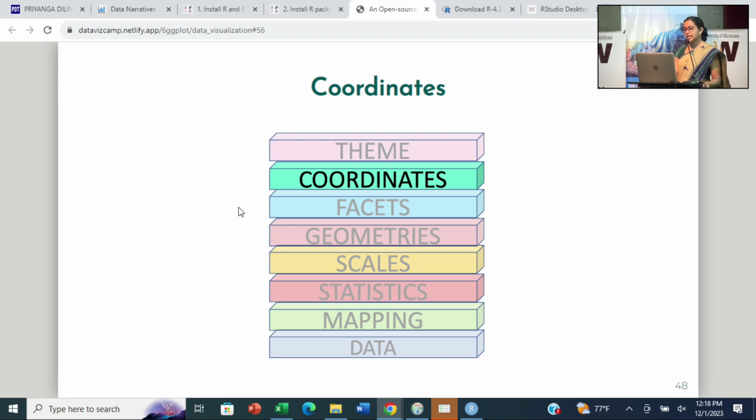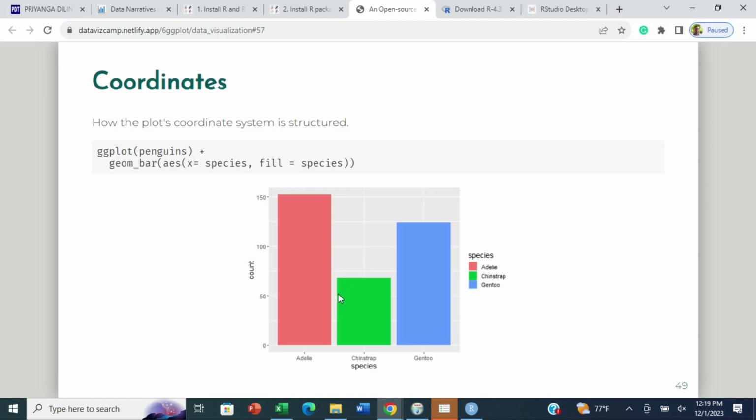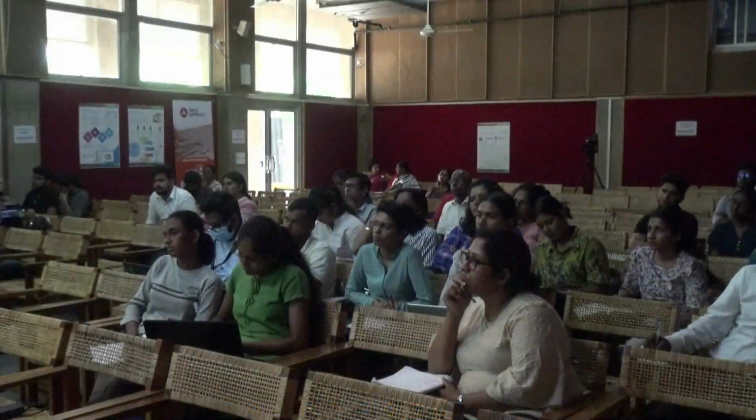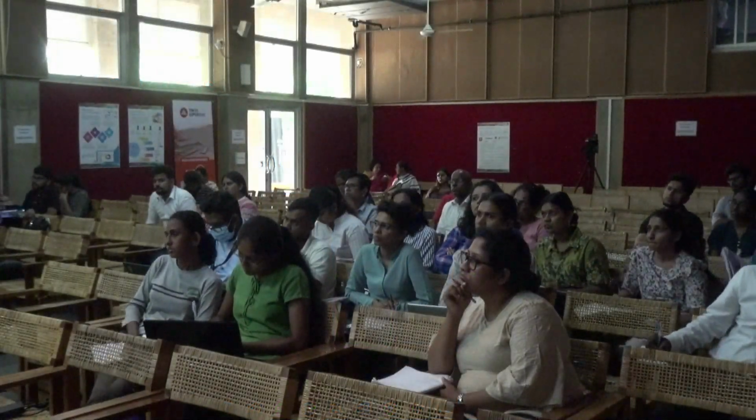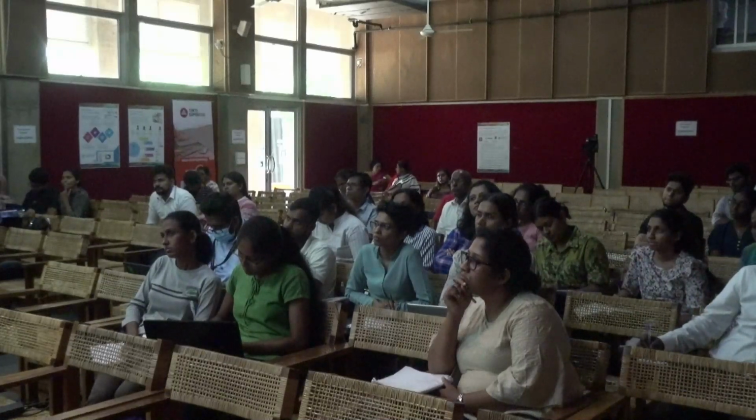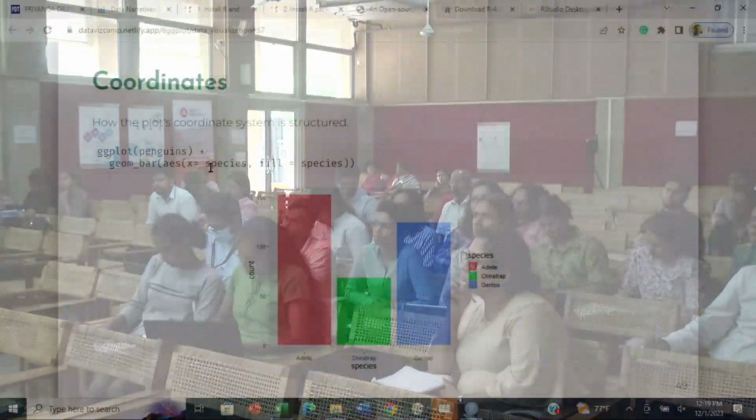And so basically now we have covered 6 layers. Now the coordinates layer. Another important aspect that we need to think about whenever you produce a plot. When it comes to the bar plot, in our previous graph, we actually used the coordinate layer, the default setting. Basically, whenever you draw a graph, you need to think about how the plot's coordinate system is structured.